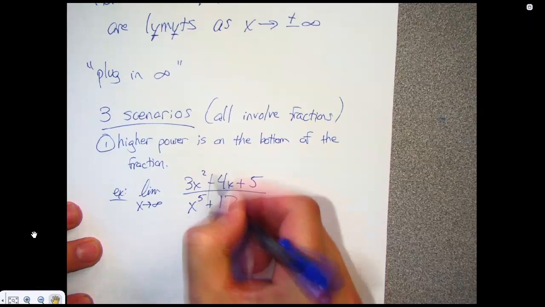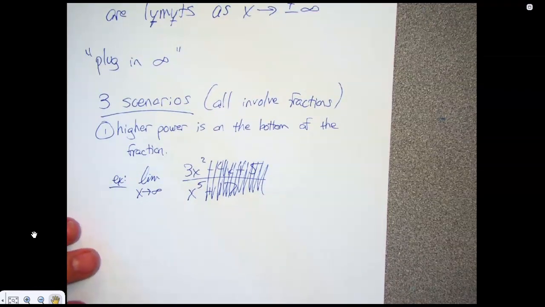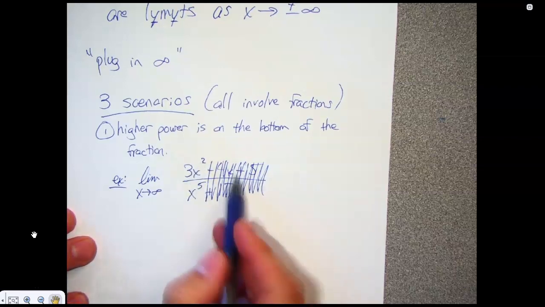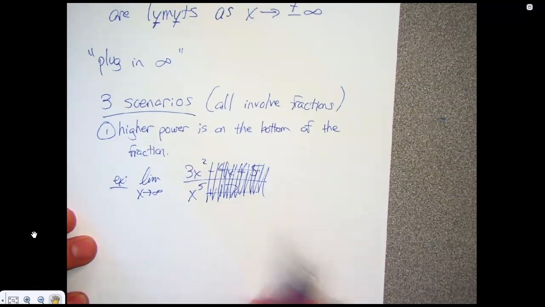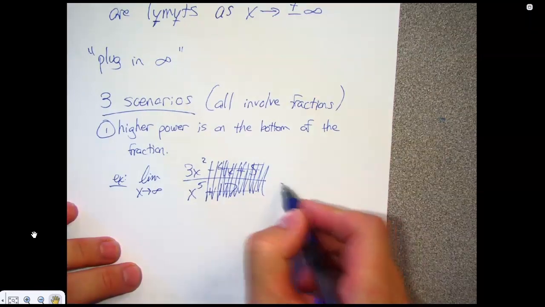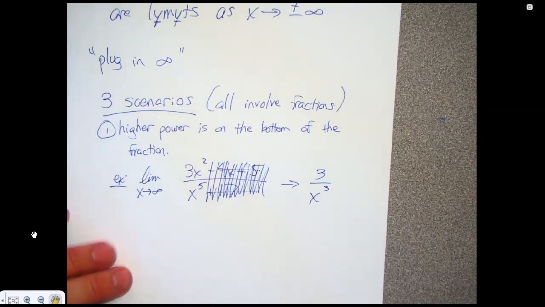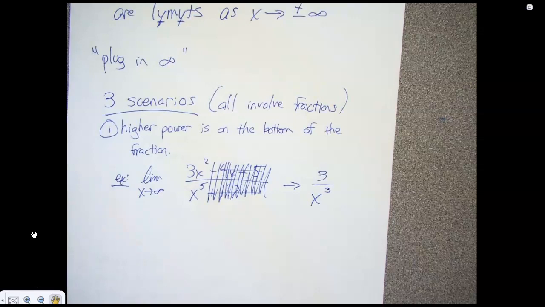So you cross off every term that doesn't involve the higher power. The squared is the highest power on top, you cross off everything else. The 5th is the highest power on the bottom, you cross off everything else. And then if you think about it, Miss Mahaney might have made you actually do this. I'm not going to make you do it, you don't have to. If you think about it, couldn't I reduce that to 3 over x to the 3rd? If I just take an x squared out of both of them, isn't it 3 over x to the 3rd? Yeah. Okay.